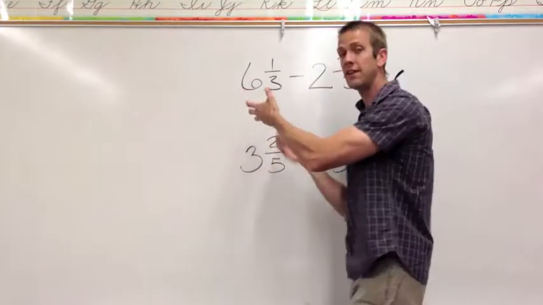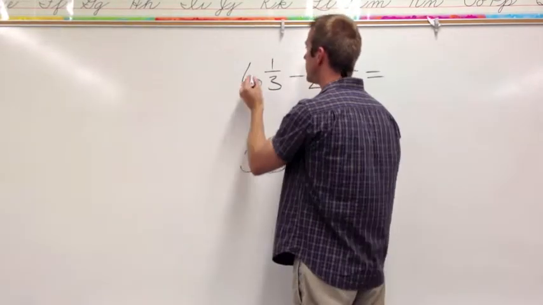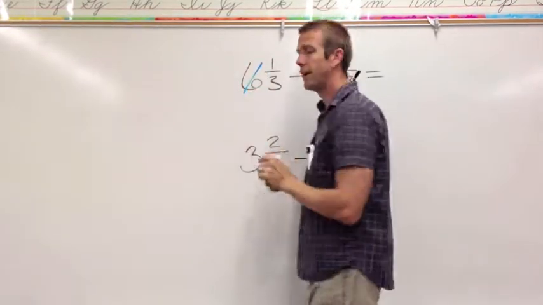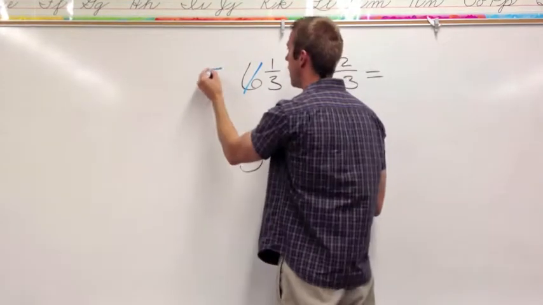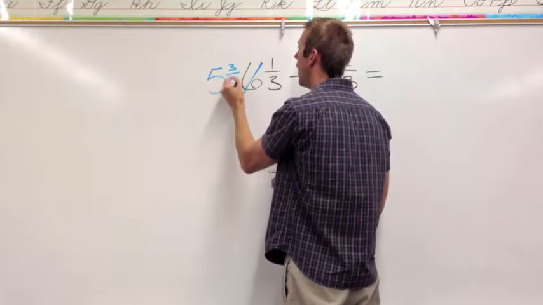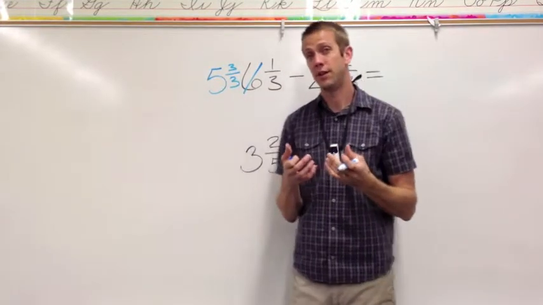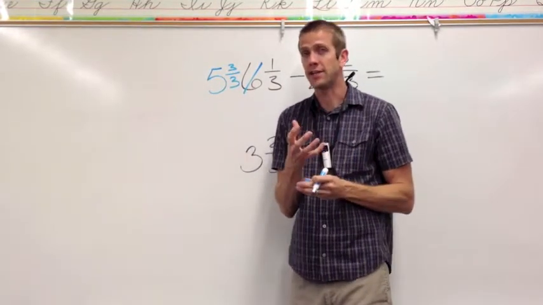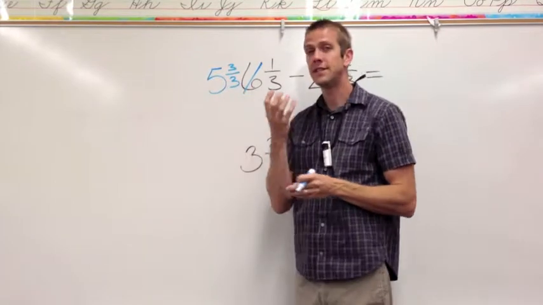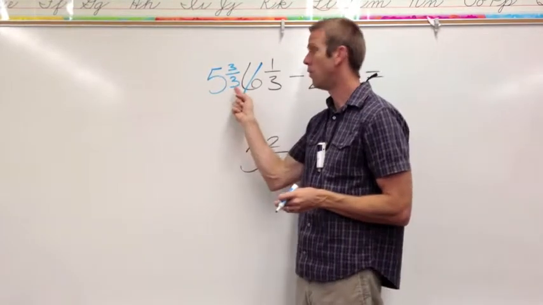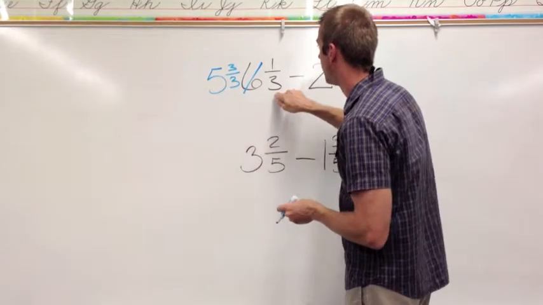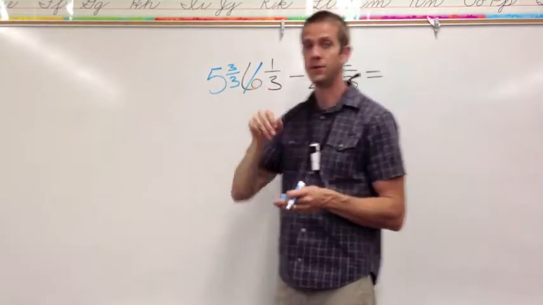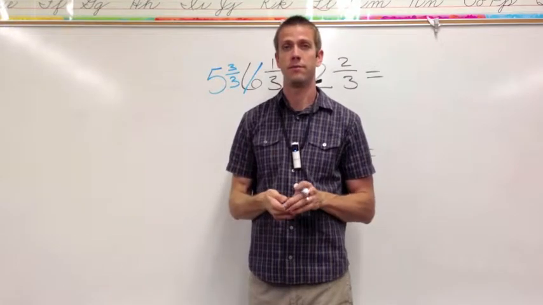So since 6 is greater, we could cross it out and turn it into 5 3/3. Now why did I do that? I just made it a fraction, a mixed number that's actually 6, right? 5 3/3 is 6. It's 5 plus a whole. And why did I pick thirds? Well, because I'm dealing in thirds, right? This is a thirds problem, so you got to keep it with the same denominator.